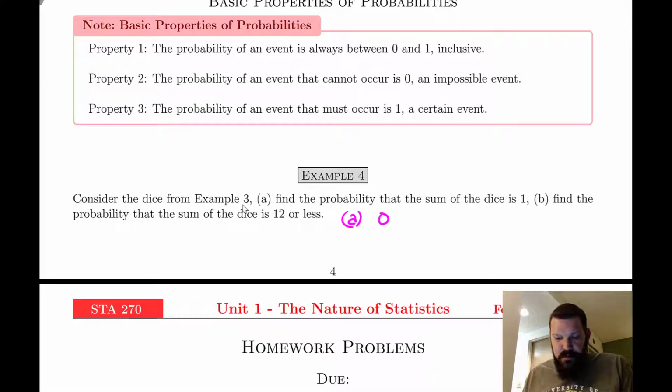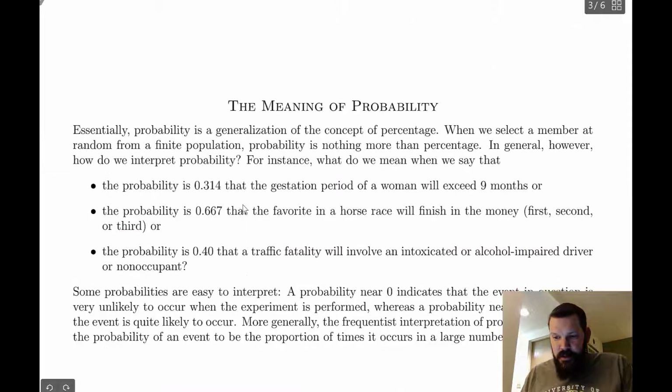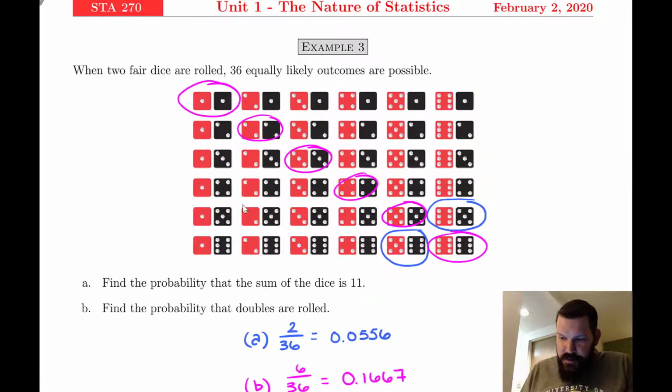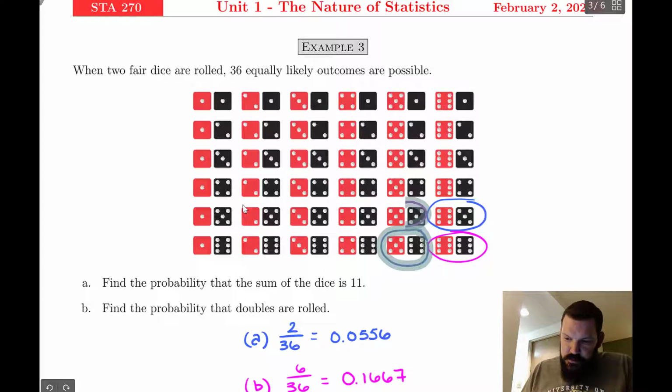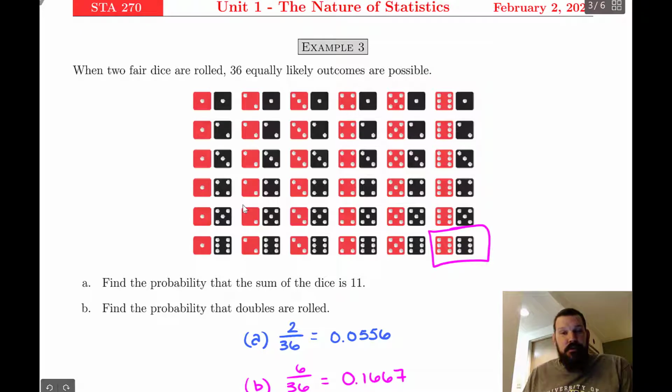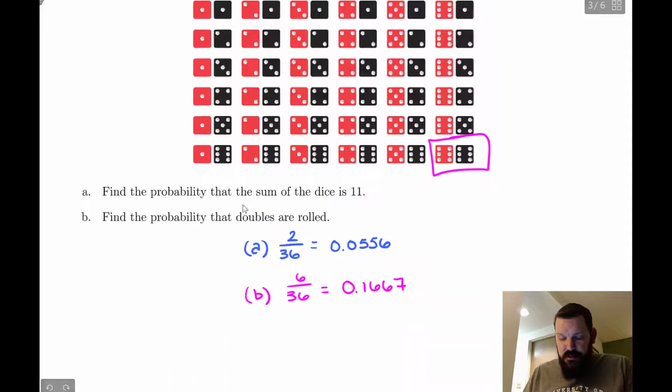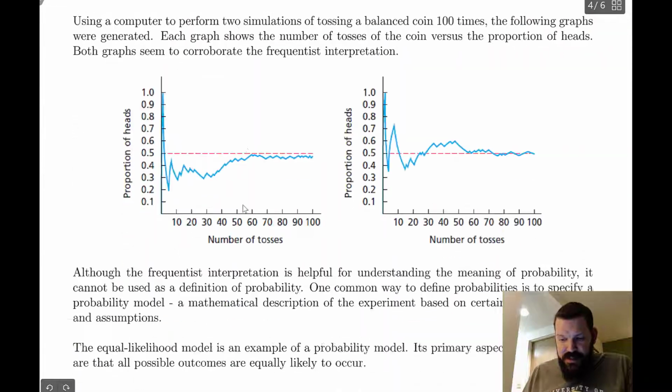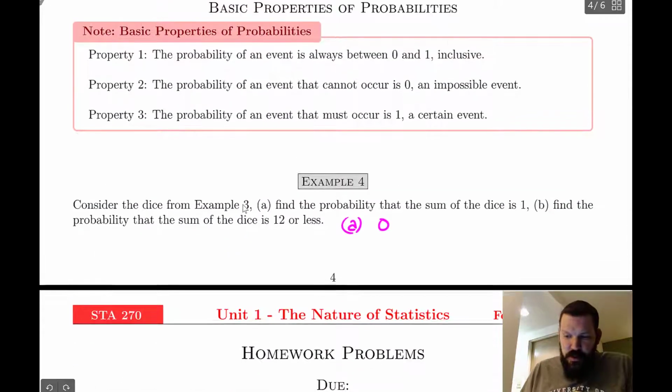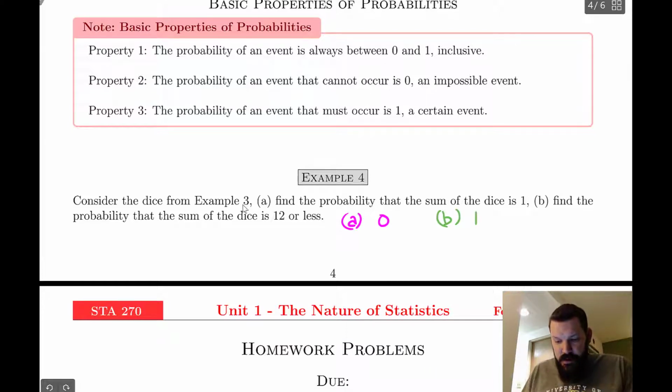And then for part B, find the probability that the sum of the dice is 12 or less. Well, 12 is the maximum that you can roll. You can't roll anything greater than 12, so that means that everything has to be 12 or less. So that is a case where the event is certain. Every single roll of the dice will come up 12 or less. So that probability is 1.